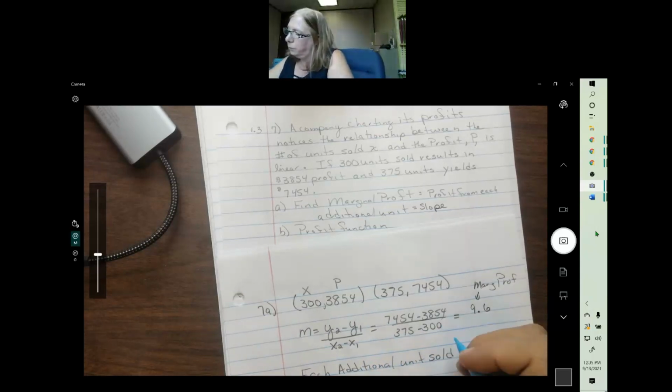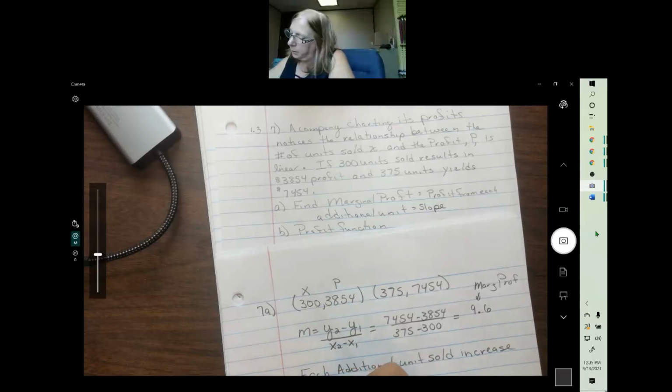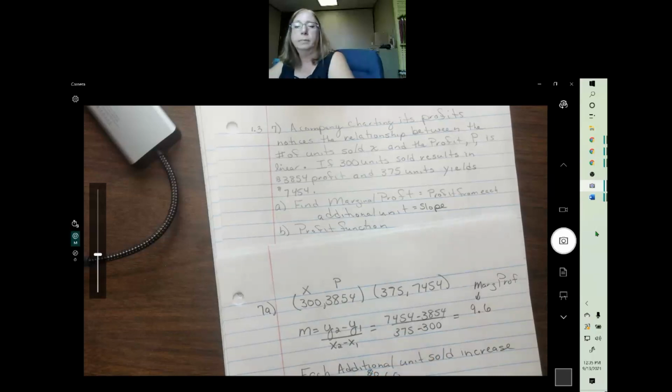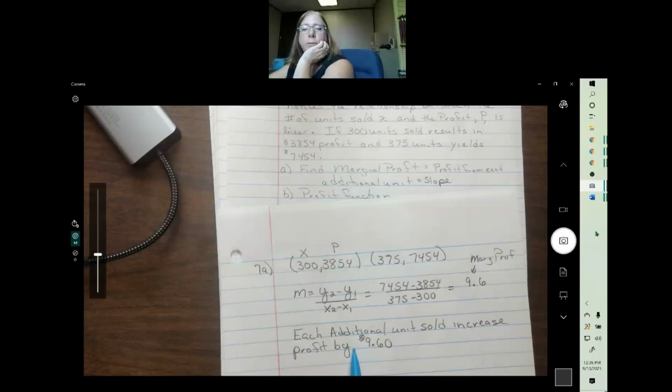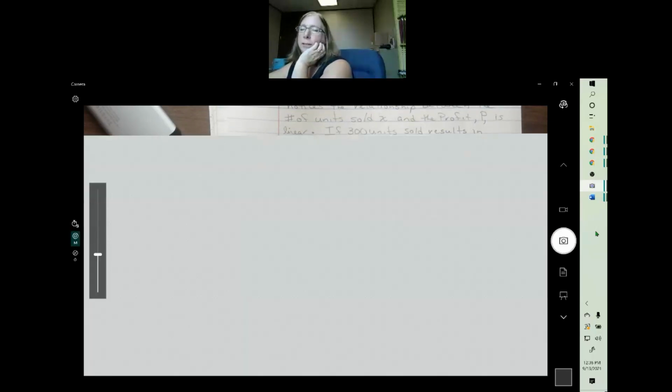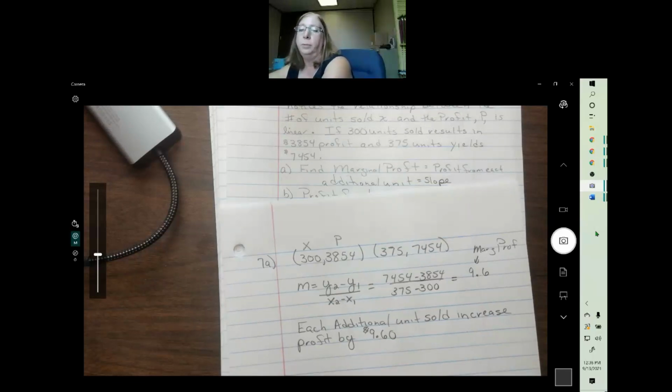So each additional unit sold increases, because it's a positive, increases profit by $9.60. So each additional unit increases the profit by $9.60. And you definitely need to be able to explain what the slope means. Any questions on that part?